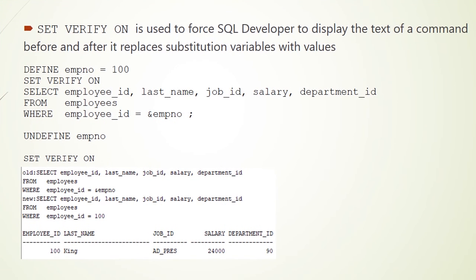For the VERIFY command, we can use either SET VERIFY ON or SET VERIFY OFF. SET VERIFY ON is used to force SQL Developer or SQL*Plus to display the text of a command before and after it replaces substitution variables with values. Let's have a look at this example to understand the meaning of SET VERIFY ON. Here we define a variable, DEFINE emp_number = 100, SET VERIFY ON, SELECT employee_id, last_name, job_id, salary, department_id FROM employees WHERE employee_id = &emp_number. So here we are using ampersand, and this is the name of the variable emp_number.